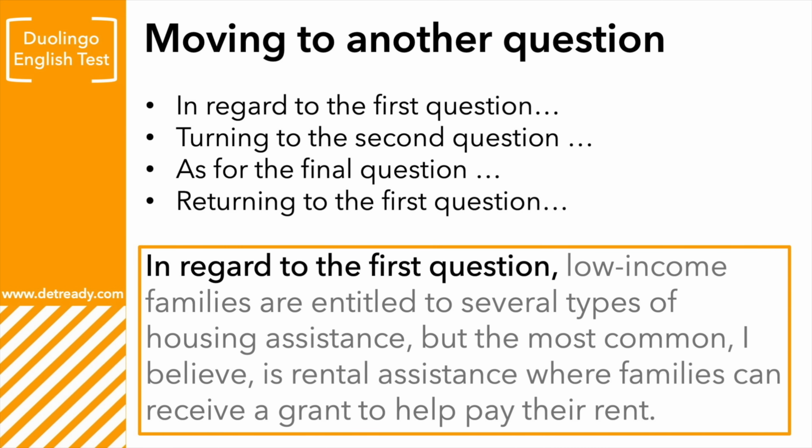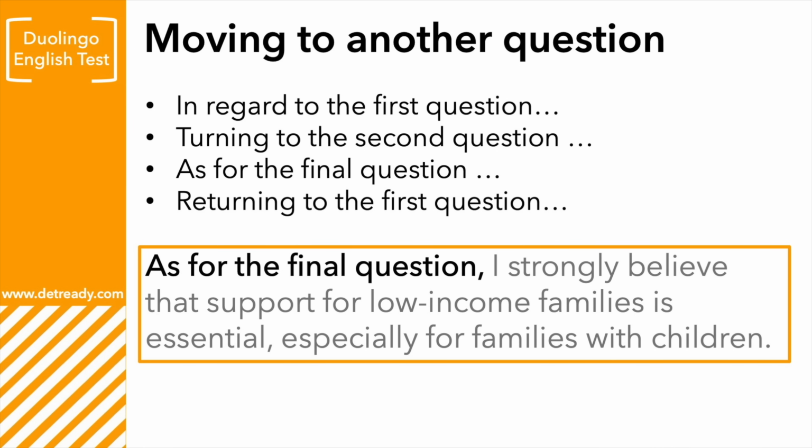Now let me show you a full example. In regard to the first question, low-income families are entitled to several types of housing assistance, but the most common, I believe, is rental assistance, where families can receive a grant to help pay their rent. As for the final question, I strongly believe that support for low-income families is essential, especially for families with children.